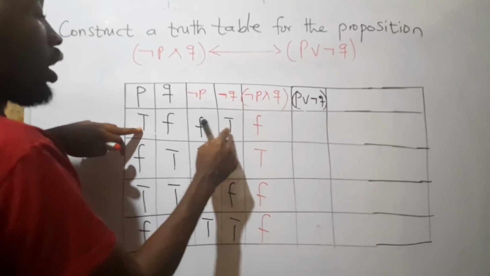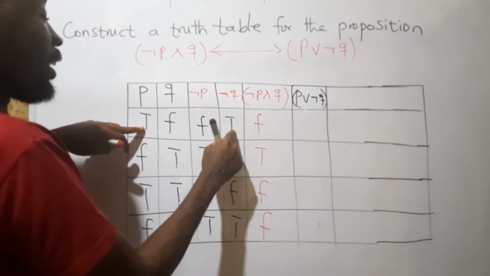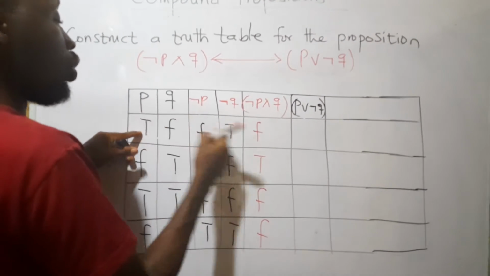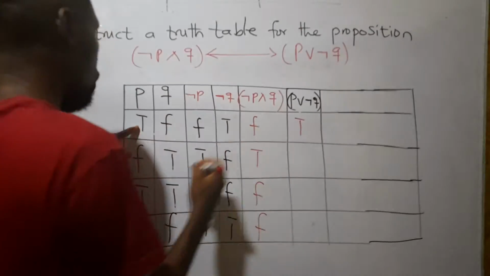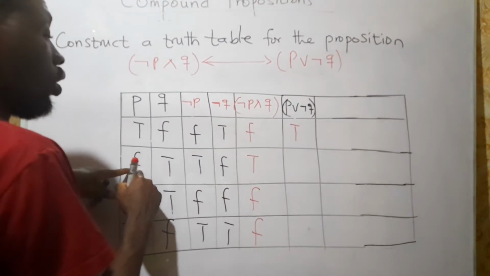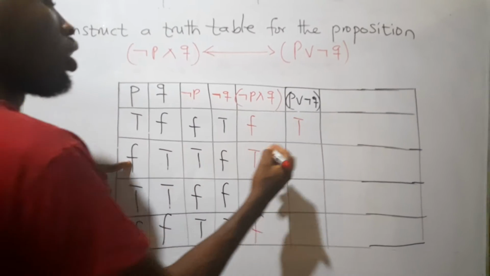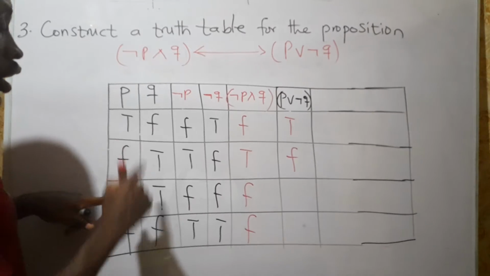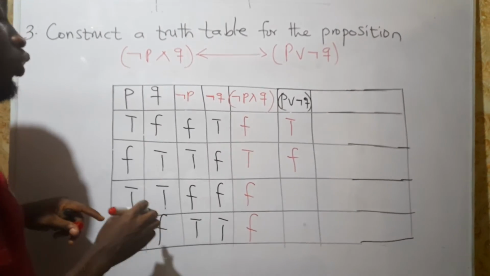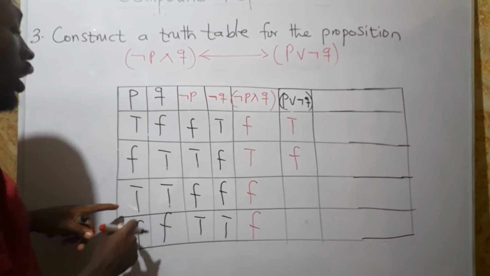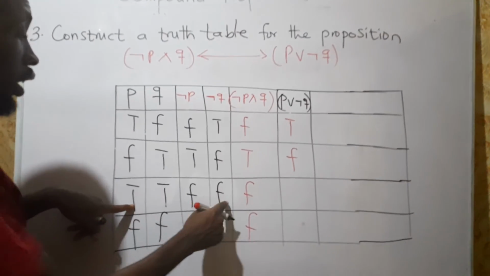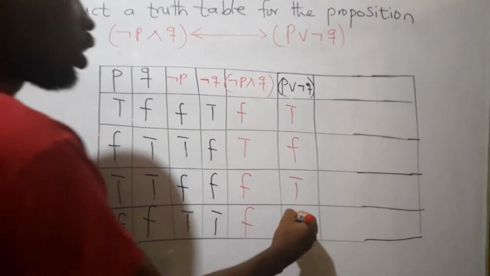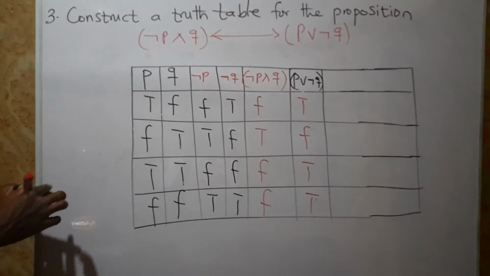So we check the P against this. When at least one statement is true, then it is true. So we check this, both are true here, it becomes true. Both are false as well, so it becomes false. Remember, when both are false, it will be false. When at least one is true, then it's true. We check the third one, this against that. One is true, so it will be true. We check this against that. One is true, then it will be true. I hope you get that.